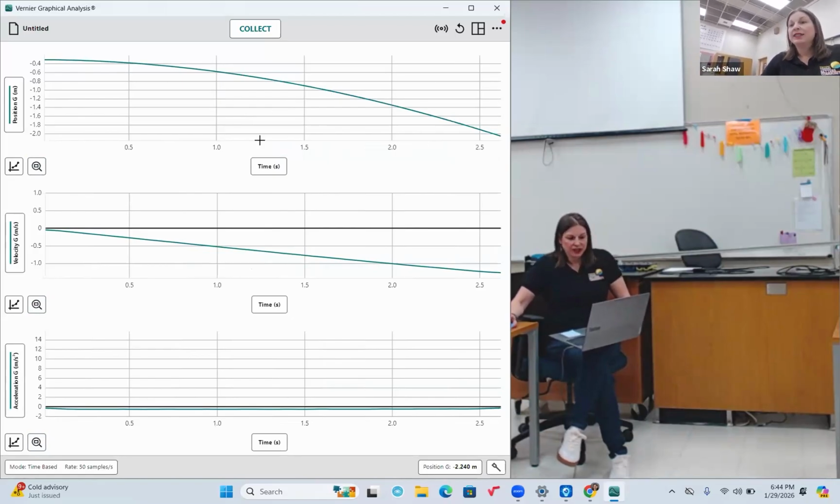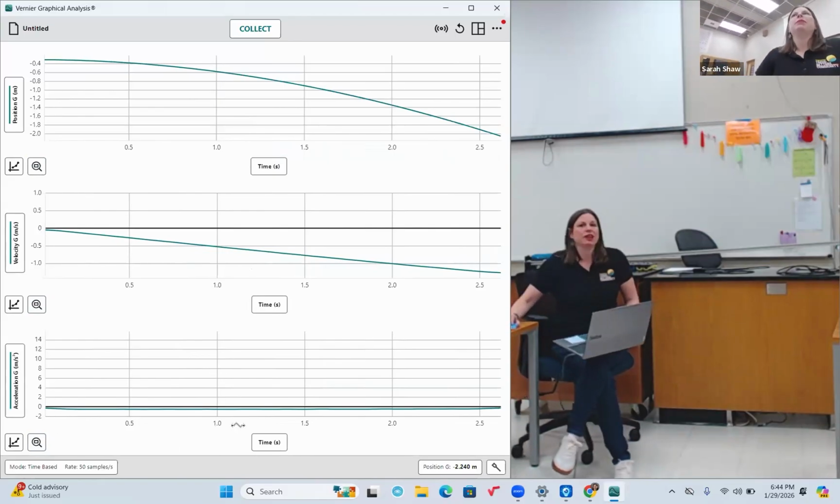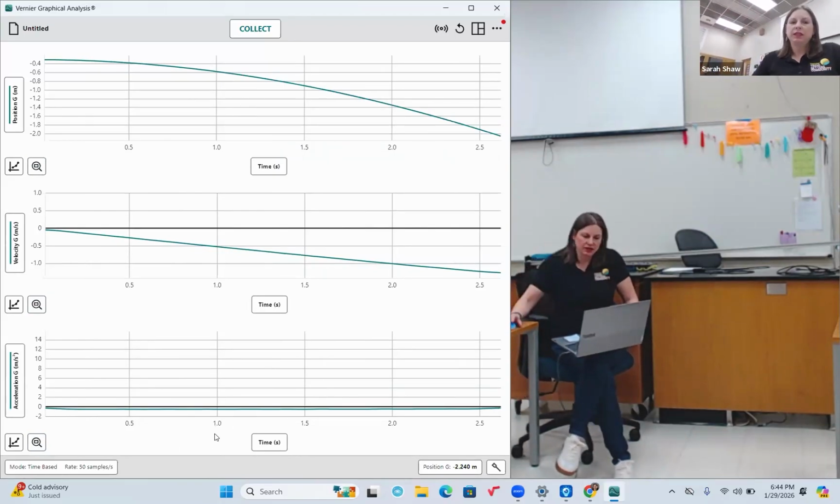It's accelerating downward, which is what is expected. My velocity is increasing in the negative direction, which is also exactly what I was expecting. And I could adjust that a little bit. I'm not going to at the moment, but I think on the sample data that I uploaded, I did adjust the graphs a little bit more.